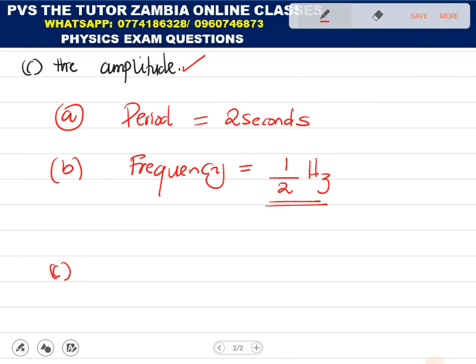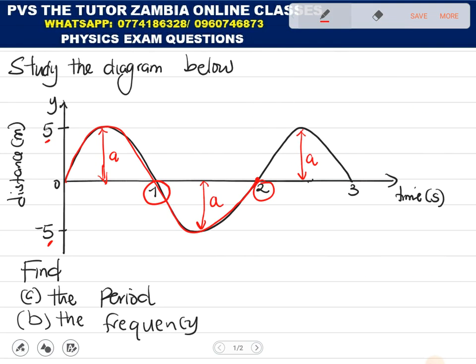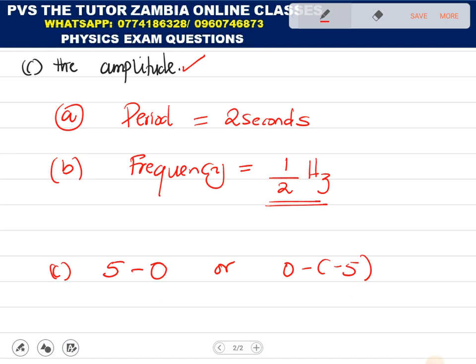Here's how we find it. You go with the positive first, or you can say 0 minus -5. This is how you solve for amplitudes. You can say 5 minus 0, or you can say 0 minus -5, because 0 is bigger than -5. That's why we're starting with 0. Here 5 is bigger than 0. That's why we're starting with 5. You can see the answer should be the same, by the way.